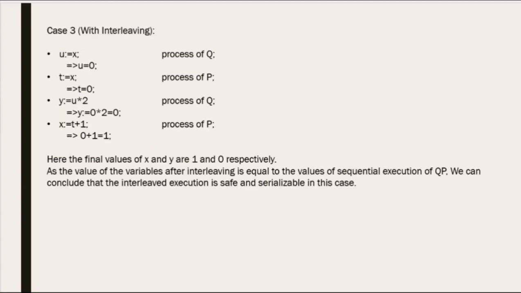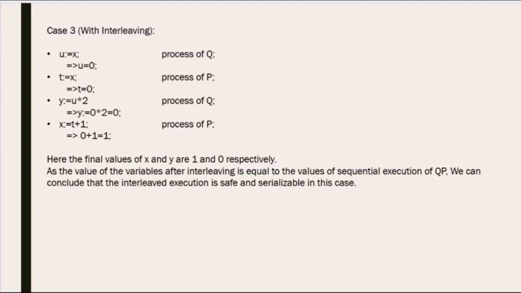Now the last case, we will move on to the interleaved execution. In interleaved execution, we are going to execute both the processes simultaneously. So we will take a step of process Q followed by a step of process P and vice versa. We'll move on till the end of all steps. In the first step, we take a step in process Q, and we get the value of u as 0. In the next step, we take a step of process P, so here we get the value of t as 0. Now we take a step of process Q. Here the value of y will become 0. And now we execute process P, so here the value of x becomes 1. Finally we have got the values of x and y equal to 1 and 0.